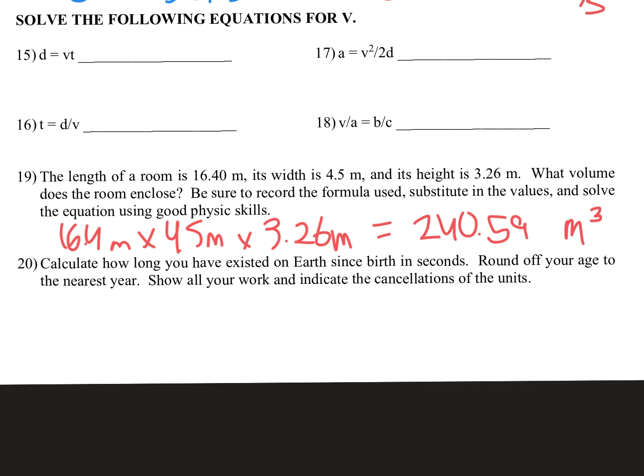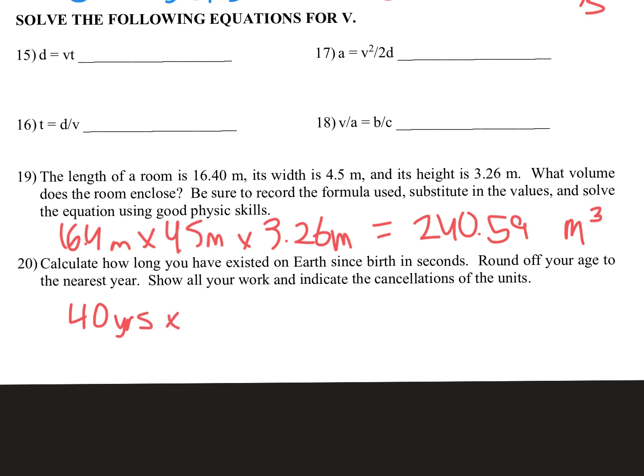I like this one. Calculate how long you've existed on this earth since birth in seconds. Round off your age to the nearest year. Show all your work and indicate the cancellations of the units. So let's do some dimensional analysis, all right? Ooh, when I did my answer key, I was 38 for this problem, and now I'm actually 40. So I'm going to use 40 years old here. So I am 40 years old. Obviously, you are a different age.